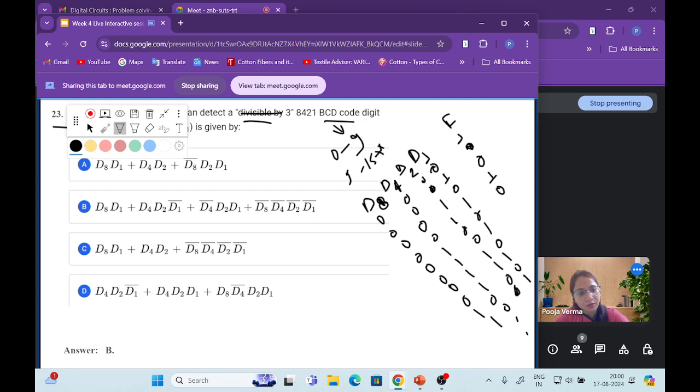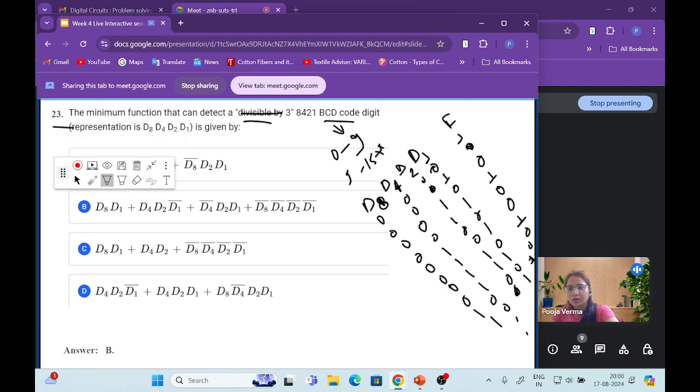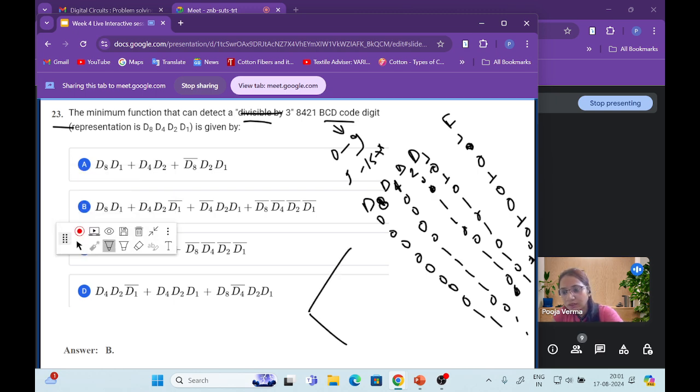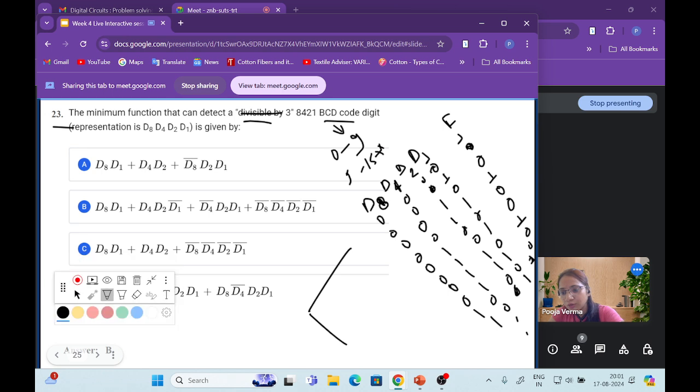So 6 is divisible by 3, and 7 is 0. 8 is also 0 and at 9 it is 1. So this is the truth table for divisible by 3. Now, in order to find the minimum function, we need to make a K-map.